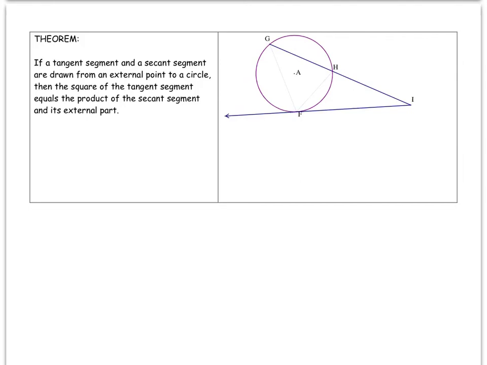The next theorem that we want to talk about is if you have a tangent segment and a secant segment. So again, we're talking about lengths here for this chapter as opposed to angle measures. So the square of the tangent segment, so that's IF, so just the piece from the point out here to that point of tangency. So the square of that, IF squared, is equal to the product of the secant segment. So that's the whole secant segment, so IG, times the external part, which would just be HI.